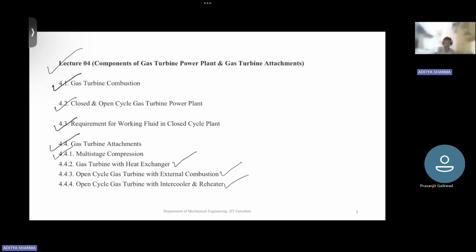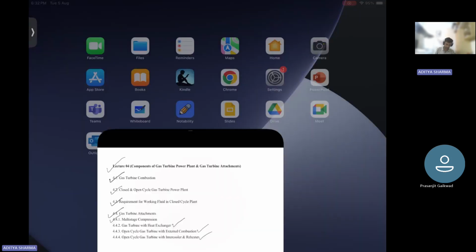About your heat exchangers: if we use a heat exchanger in our open cycle gas turbine power plant, the efficiency increases. That is the purpose of using a heat exchanger in your gas turbine power plant, which is working in an open cycle. Then what is the purpose of your intercooler and your reheater?